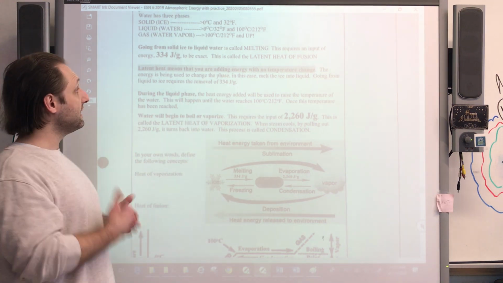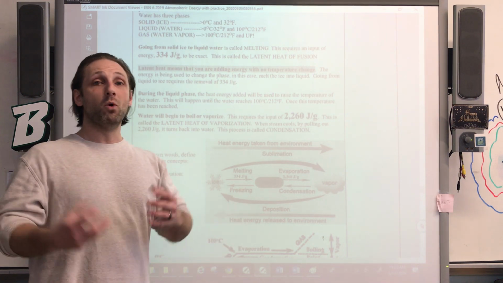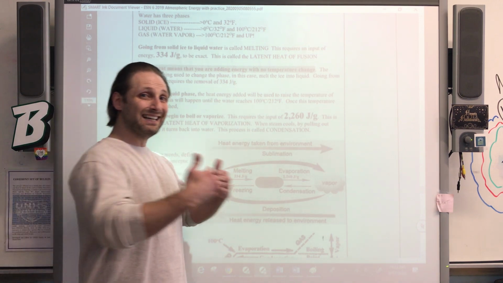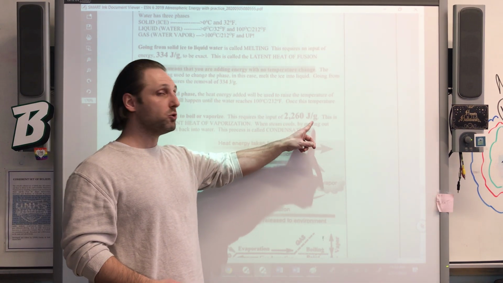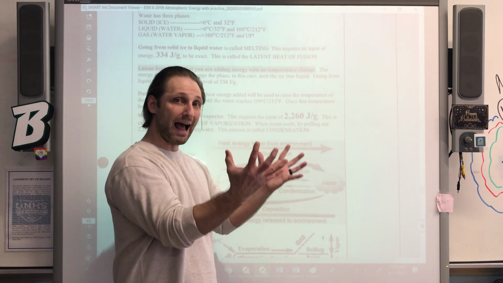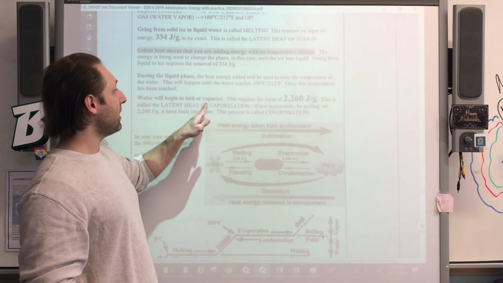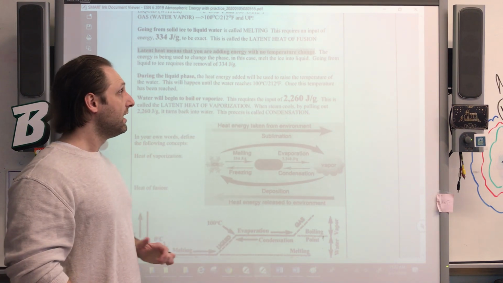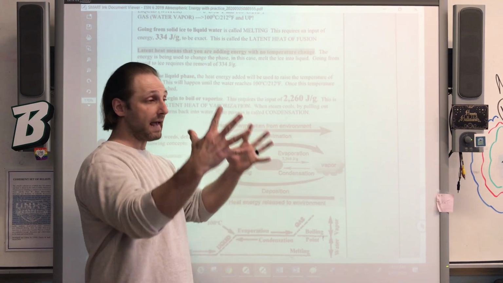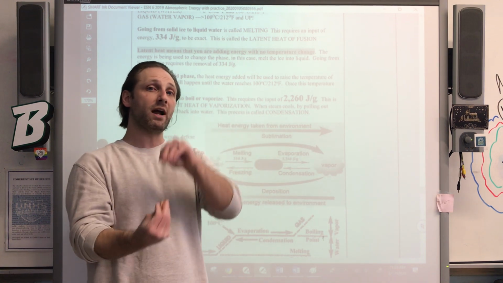Now, going from liquid phase to gas phase, at the 100 degrees Celsius, 212 degree Fahrenheit point, we will be adding in 2,260 joules per gram to change 1 gram of liquid water to 1 gram of gas, water vapor. Now, we call this the latent heat of vaporization. Now, if we were to extract that amount of energy for every gram of water vapor gas, we would condense, we would make that gas go back into 1 gram of liquid water.